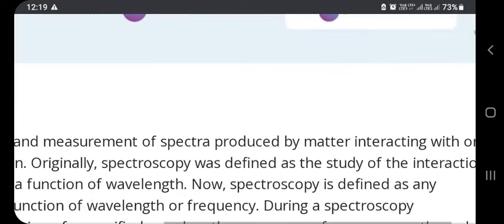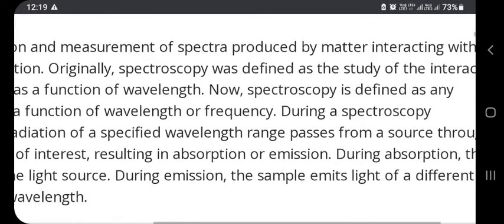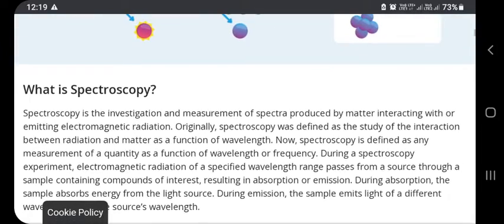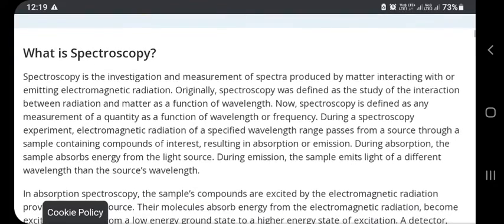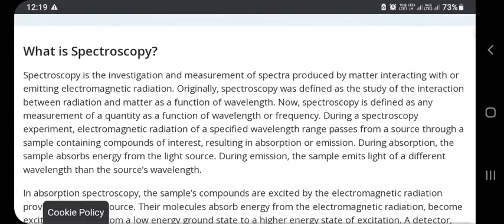As we know, the measurement of the spectra produced by the matter when it is interacting with the radiation is called spectroscopy. Simply, spectroscopy is the principle involved in the measurement of spectra from interaction with the matter. If you represent the results in electromagnetic radiation, it is also known as spectroscopy.